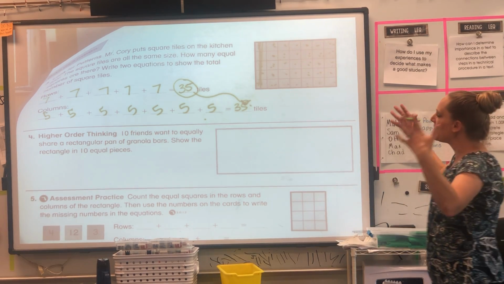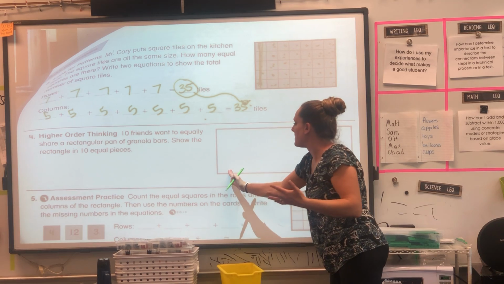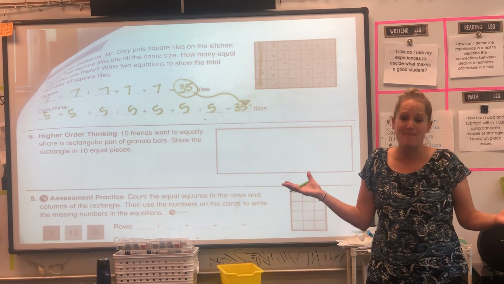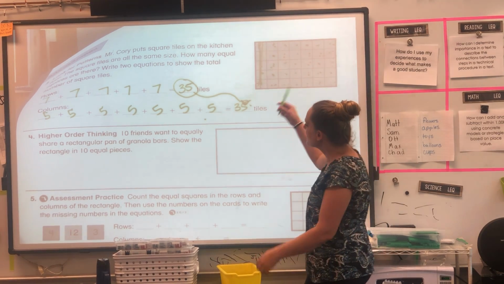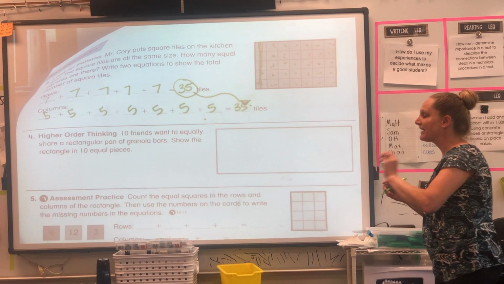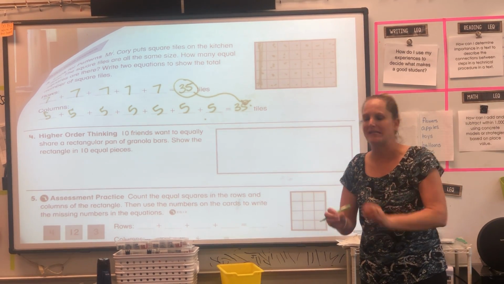But looking here, we want to make it equal. So I can't make this skinny piece here and somebody get a big chunk here. That's not going to happen. It's not going to fly with me. So how am I going to make a rectangular pan of granola bars in 10 equal pieces?